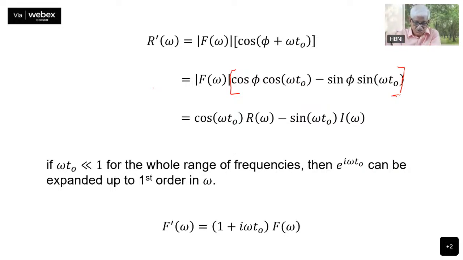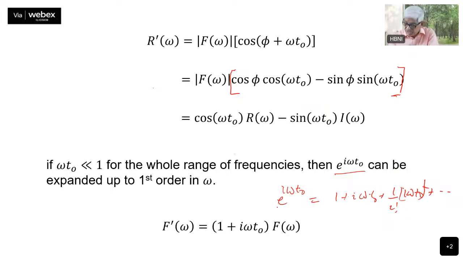Now, if omega t naught is extremely small, far less than 1, because t naught is a very small number, typically about 100 microseconds or sometimes even less than that, for the whole range of frequencies, then e to the i omega t naught can be expanded up to first order in omega. What is the expansion of e to the i omega t naught? e to the i omega t naught is equal to 1 plus i omega t naught plus 1 by 2 (i omega t naught) square and so on. This is the expansion of e to the i omega t naught, right?